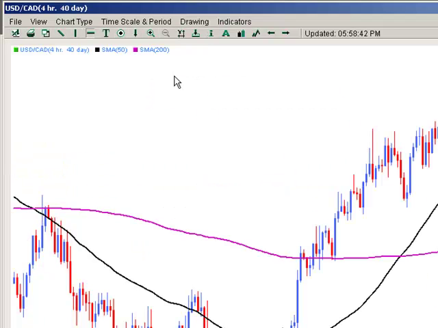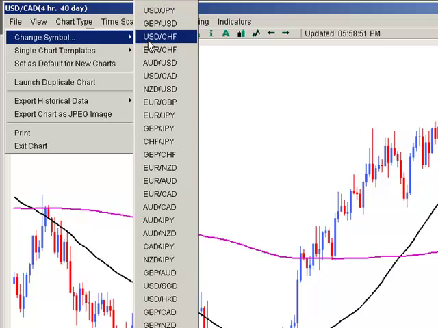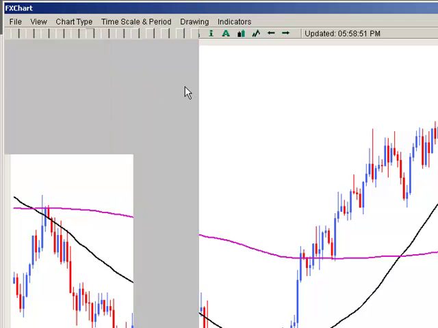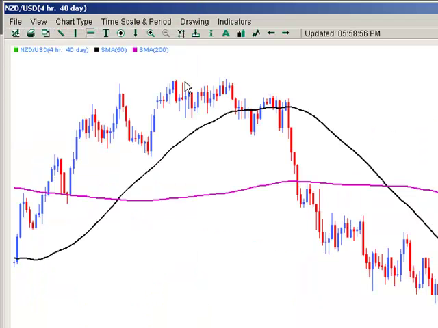And keep in mind, if you don't have any crosses, that's okay. There are a couple of crosses there. Dollar CAD is usually not quite as clean.